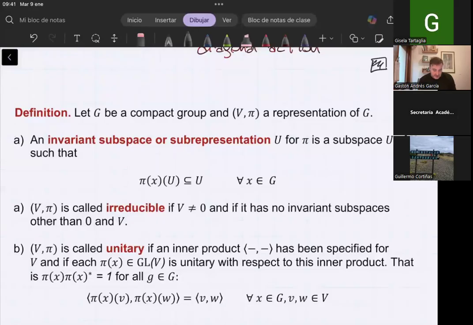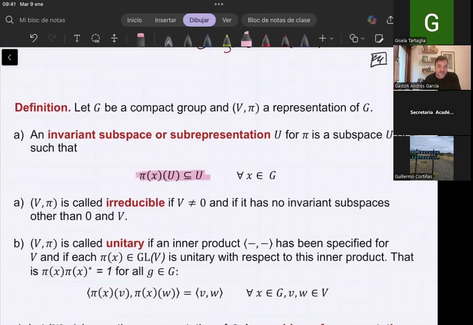So what is a subrepresentation? First of all, a subrepresentation, or an invariant subspace, is a subspace U of the vector space V given by the representation, such that the action of the group leaves it invariant. So the action of any element on an element of the subspace is inside the subspace. So this is an invariant subspace. And what is the idea? The idea is that if we consider this subspace U of V and the action of any X restricted to U, this is again a representation.